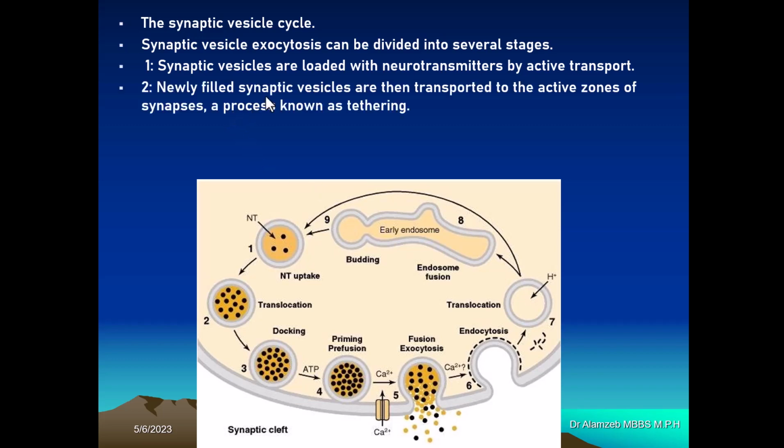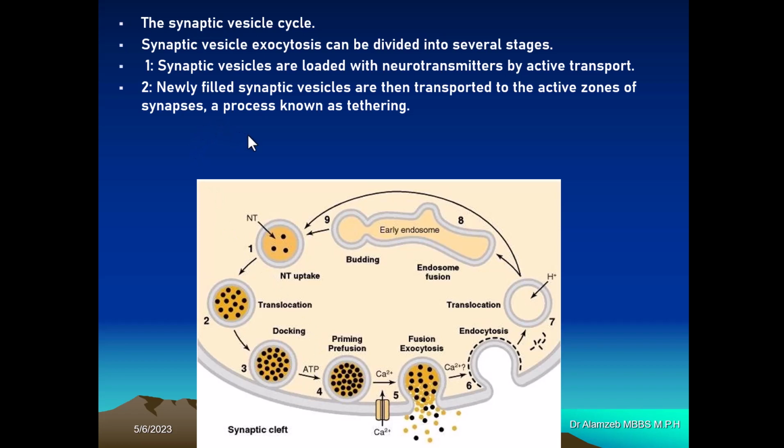Newly filled synaptic vesicles are then transported to the active zone of the synapse. Here, the active zone of the synapse is the proximal membrane of the nerve ending. So, when they are loaded with acetylcholine, they are transported to the nerve membrane, the presynaptic axonal membrane.